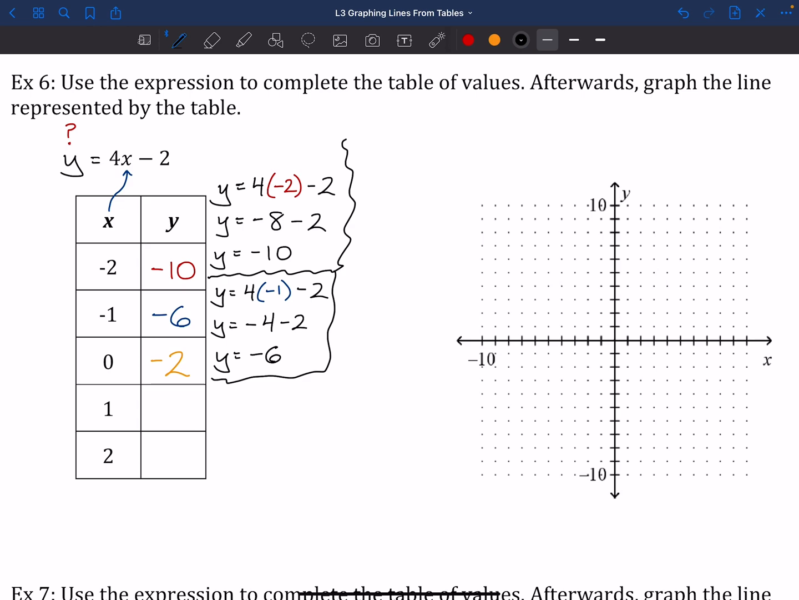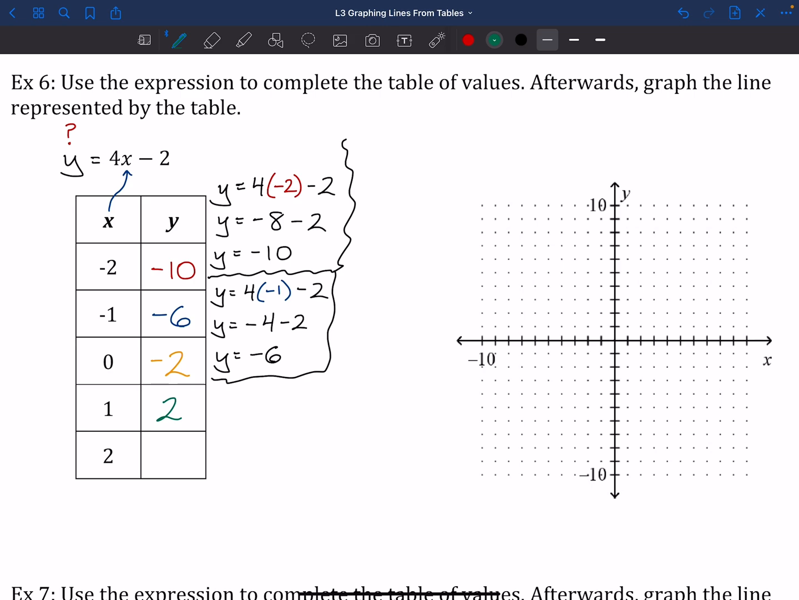If we keep going, same kind of deal for 1. Sometimes the positive number is a little easier to do in your head. 4 times 1 is 4, and then we take 2 away. So 4 minus 2 is going to leave us at +2. You might also be able to see a pattern going on.